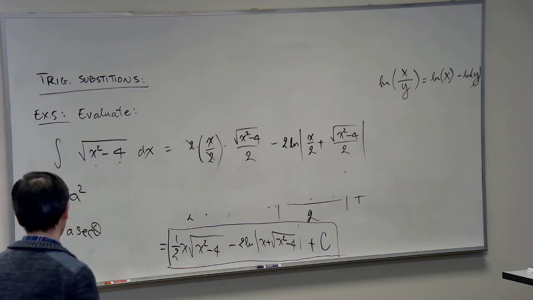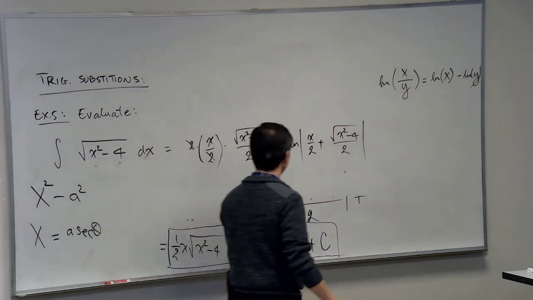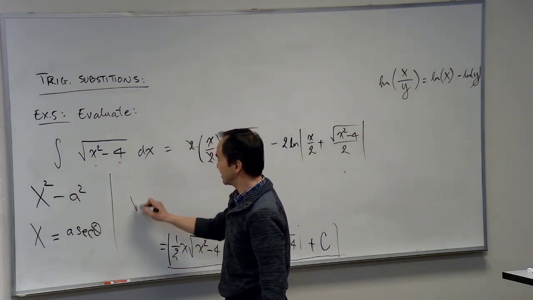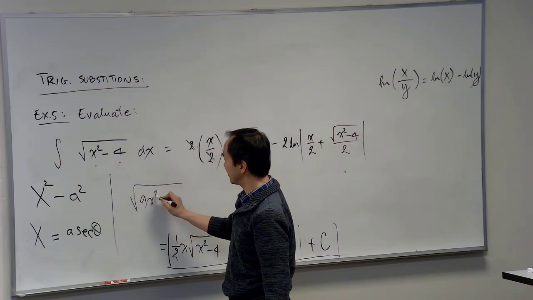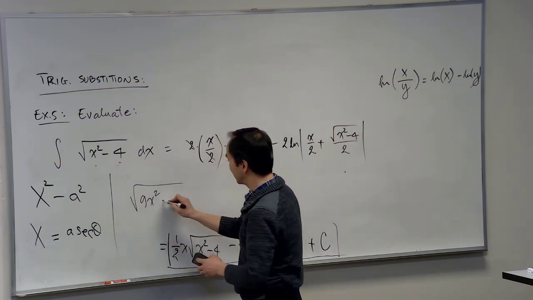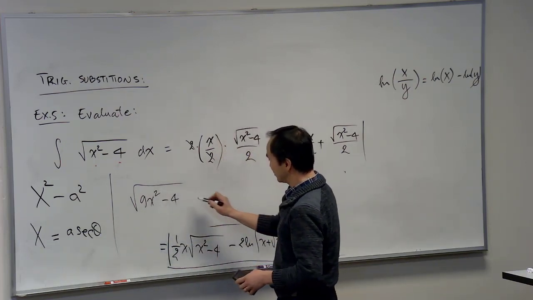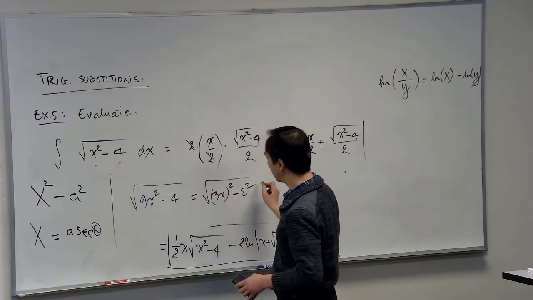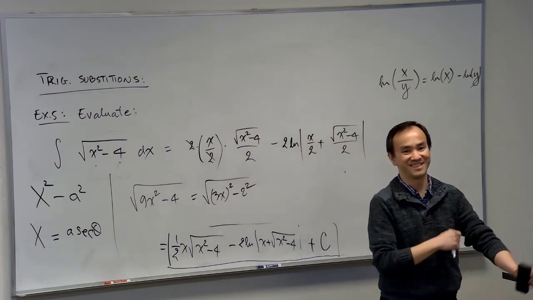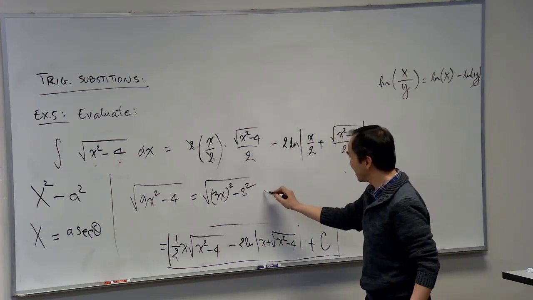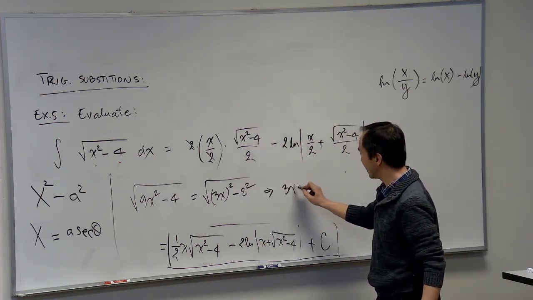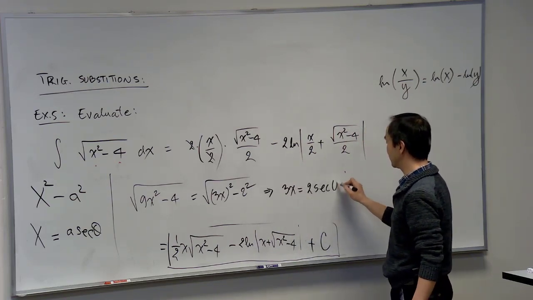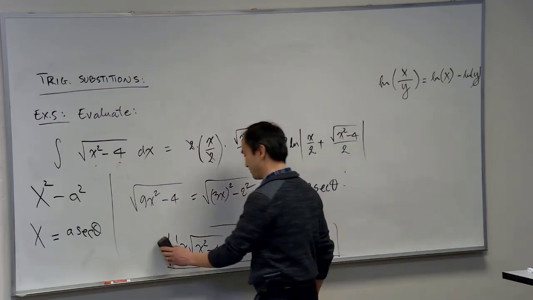And so, for example, if you are looking at an expression like that, sometimes that happens. Say, a quick example, like we got the square root of 9x squared minus 4, for example. Then you see this as the square root of (3x) all squared minus 2 all squared. See what I mean? In that case, you're going to let 3x equal 2 secant theta. That's what I mean right there.